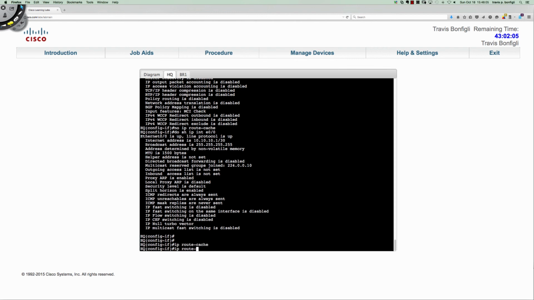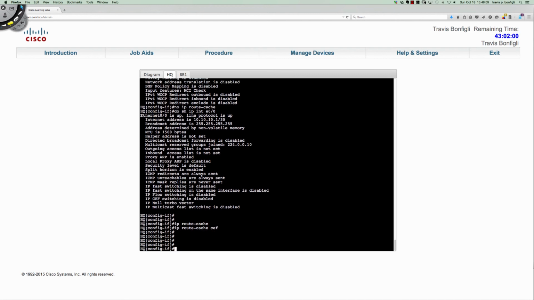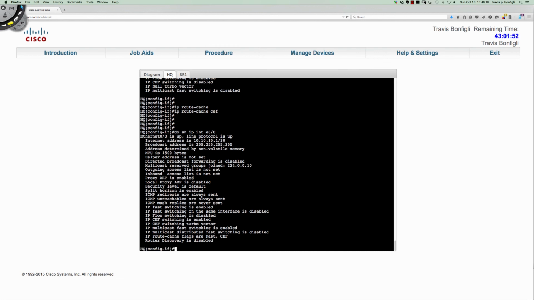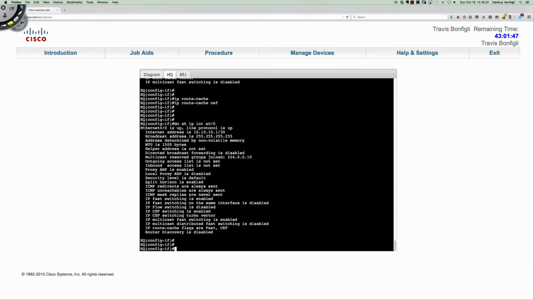All right, so let's go ahead and we'll say IP route cache, and this turns back on fast switching, and I'll say IP route cache CEF, and that turns CEF switching back on. So let's confirm that. Do show IP interface Ethernet 0/0, and you can see fast switching is enabled and CEF switching is now enabled as well. Okay, so we can turn it on and off by interface.